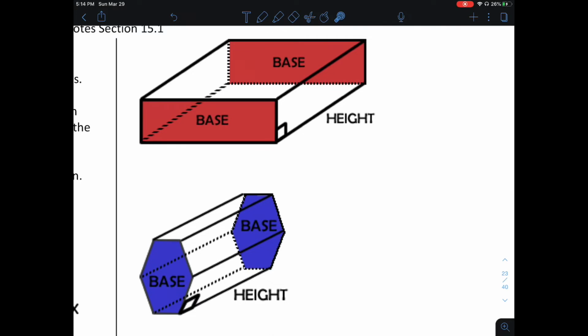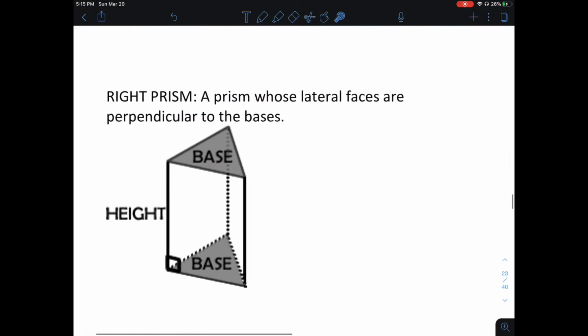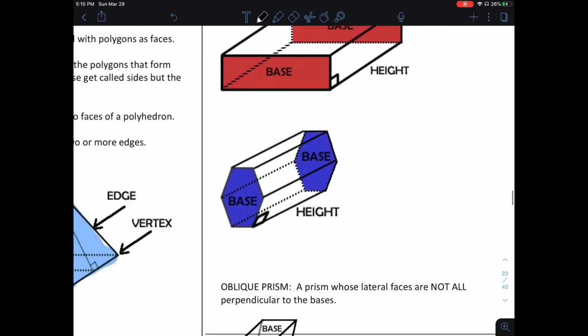Here's another example of a right prism. Specifically, if you can name the shape, let me go back to this one. If you can name the shape of the base, this is a triangle, this is called a triangular prism. Because the base is a triangle.